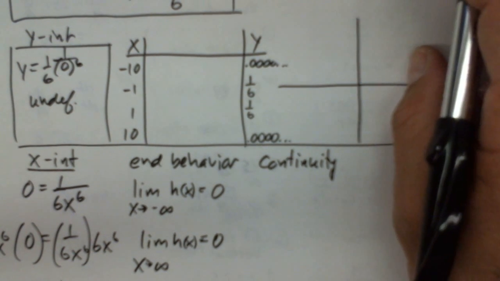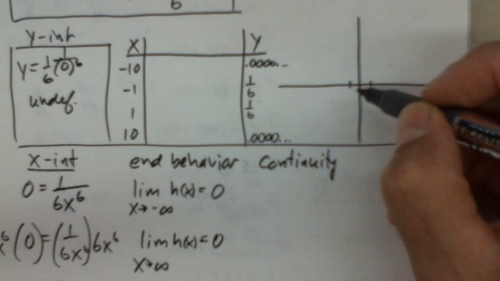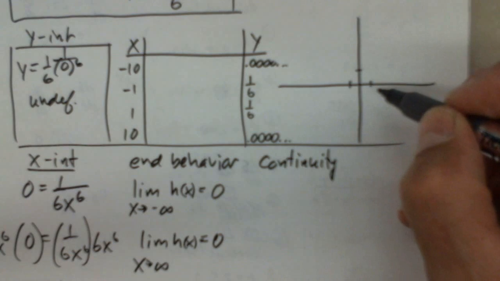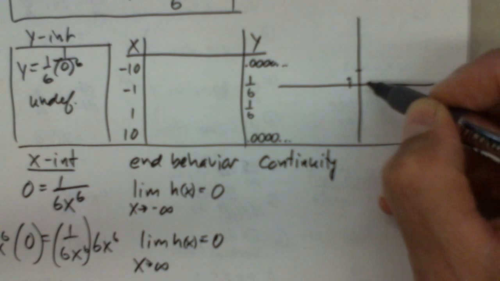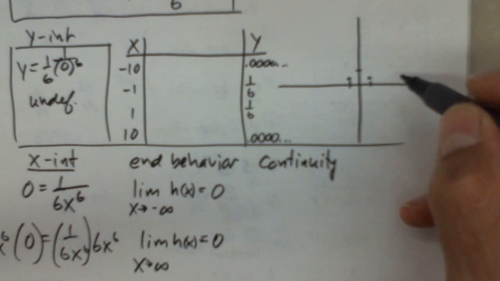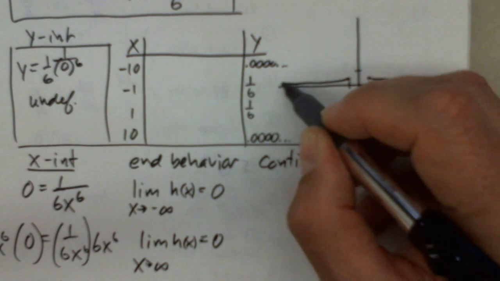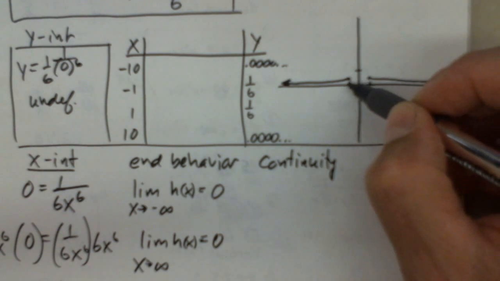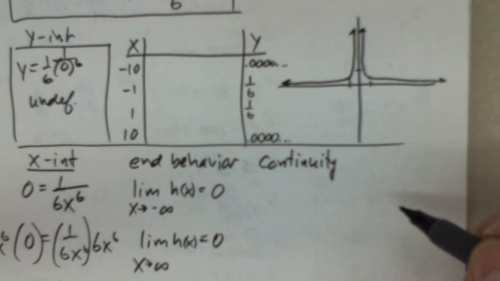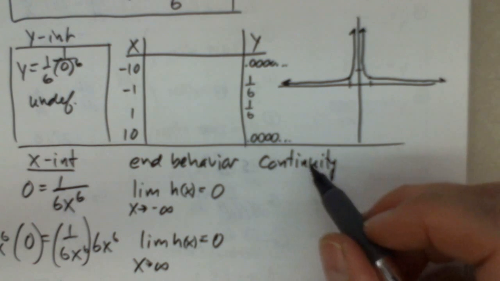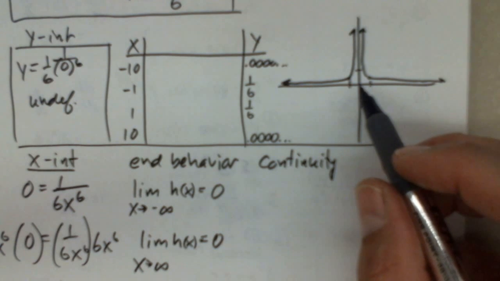So at -1, we're going to be at 1/6. At +1, we're at 1/6. As we go out this way, we're going to 0. And as we go towards 0 here, it's going to go up. So we talk about continuity. It's discontinuous. There's infinite discontinuity at 0.